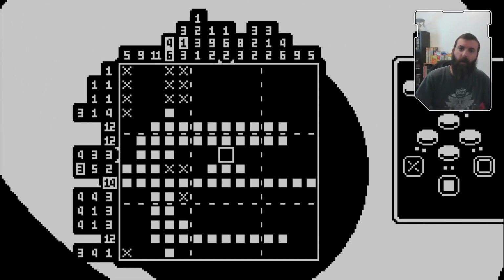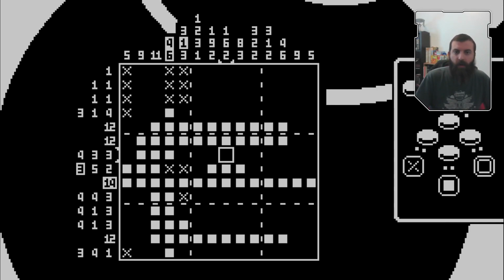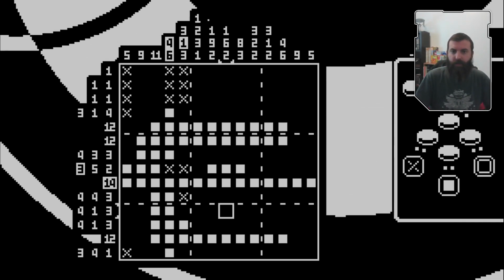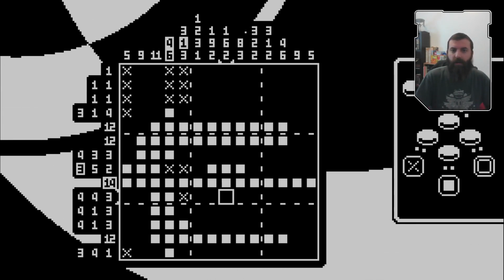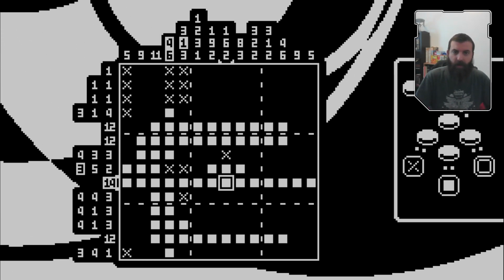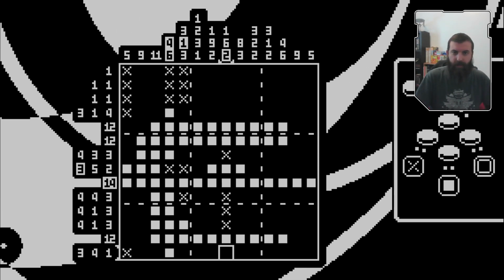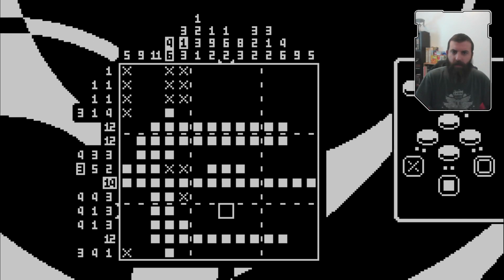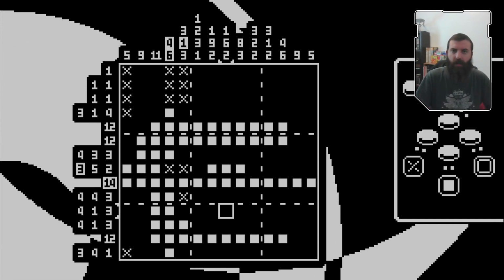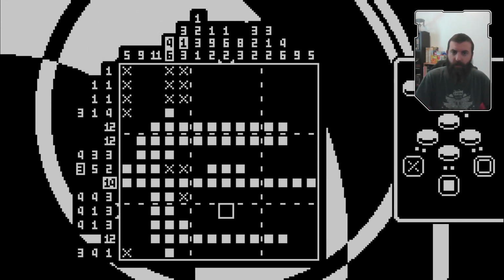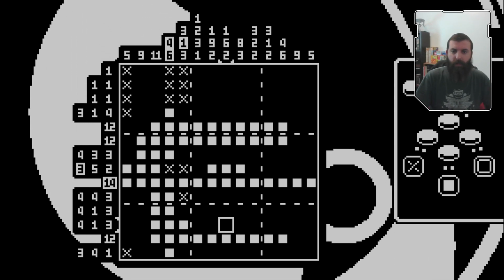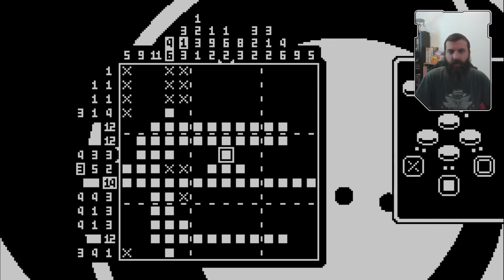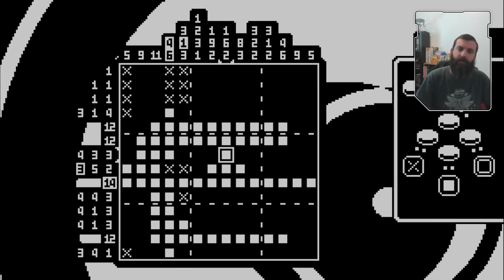Similarly, in this 1, 6, 2, there's no way to fit a 2 in here. So this has to be our 2 right there. Means this has to be, I'm sorry, I had a brain fart. 1, 6, 2. So the 2 could be anywhere in here. This has to be part of the 6 though.